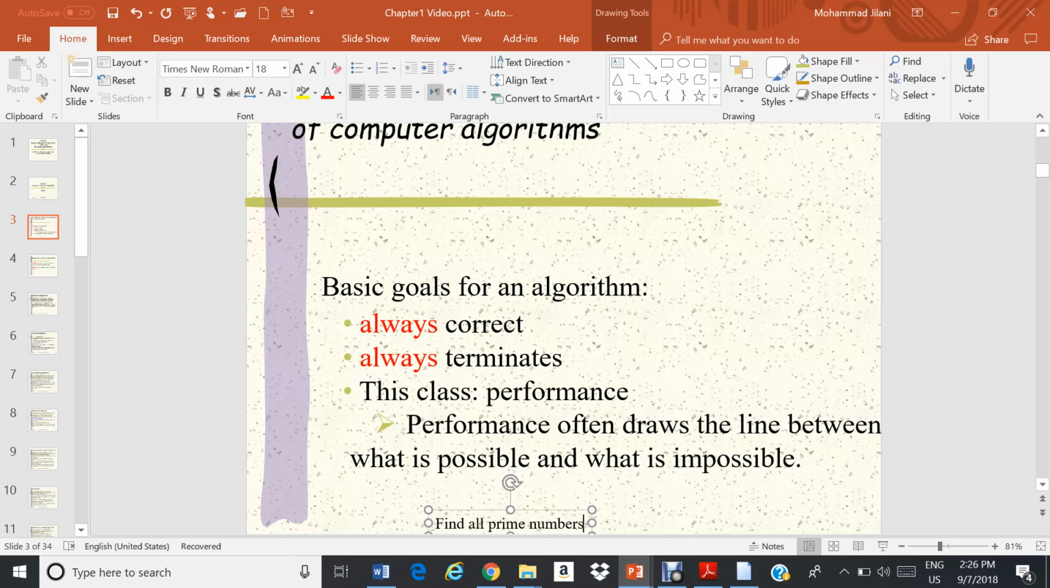And for correctness, maybe the way you will find it, you say pick a number and try to divide it by 2, by 4, by 8, all the way by n, by the number divided by 2. If it doesn't divide, then it's a prime number. So the algorithm can be correct, but it may not terminate, or it can terminate but not be correct. So we'll be talking about algorithms from this perspective. And that's what I meant by performance here.